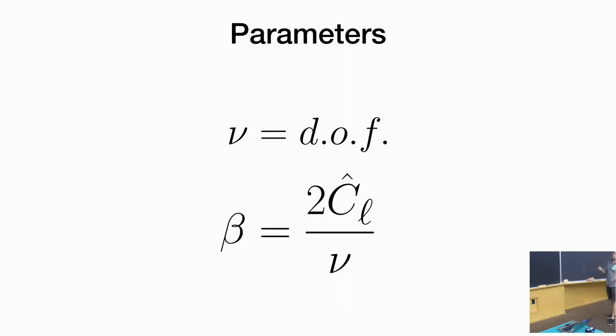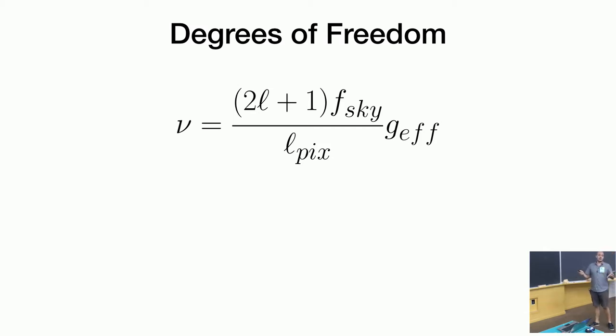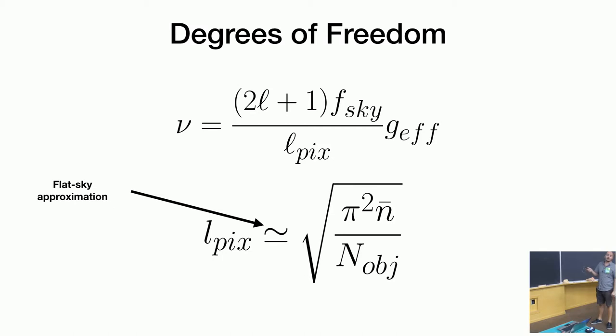Well, I put DOF here because there are a lot of ways to understand nu. What we did is parameterize nu in this way. We consider for each L the number of modes of this L times f_sky, that is the fraction of the sky you are measuring, in which you are measuring CL, not masked, divided by L_pix, that is a parameter, it's actually the square root of the area of the pixel. This is the average number of galaxies, this is the total number of galaxies, and this is the area of the pixel that divides pi squared in order to put it on a sphere, and L is kind of the multipole, the scale of this area, so the square root of the area.